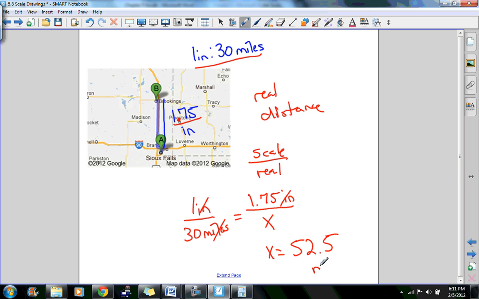Now, you may be looking for a shortcut already, but I'll tell you, it's always best to do the whole cross multiplication method, even if you only had to do 30 times 1.75. Okay, because if one of these were flipped, it would have been a much more difficult problem. All right.